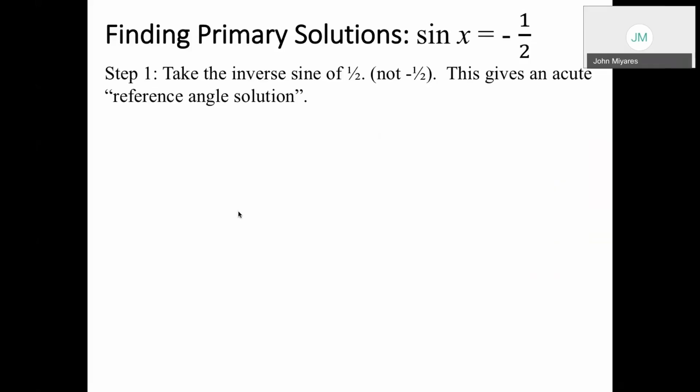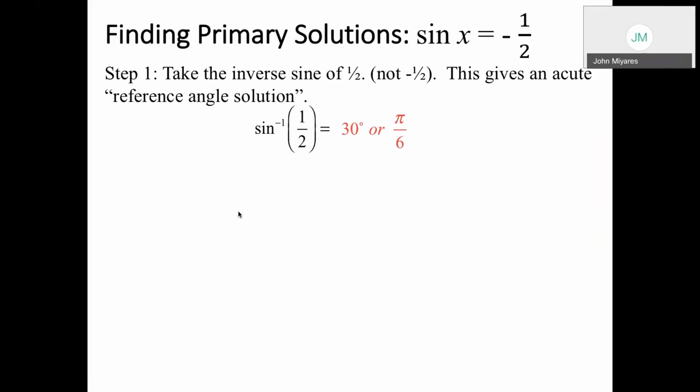When you take inverse sine or inverse cosine or inverse tangent of a negative value, the solution quadrants, remember, are not going to be consistent. But if we take the inverse sine of 1/2, we're just going to get 30 degrees or pi over 6 radians. This is going to be our reference angle solution.